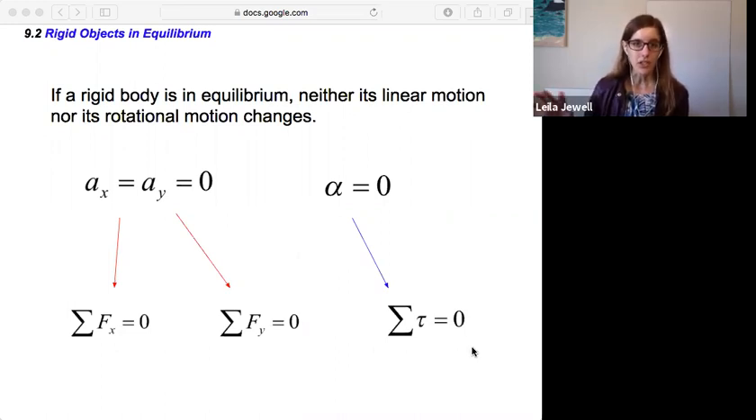In most cases, we'll look at static equilibrium where nothing's moving, but even in equilibrium where things are moving, they're all moving at constant velocities and speeds. So we don't have to worry about any acceleration or any change in velocity.